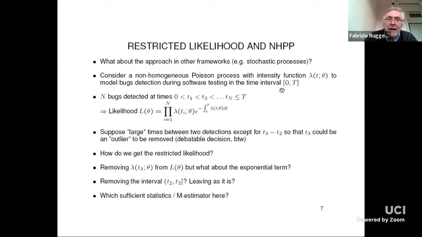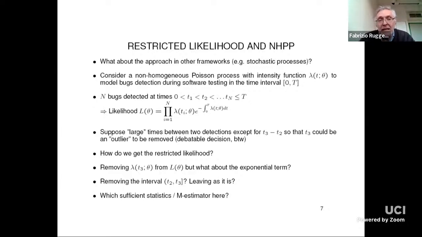Let's suppose that n bugs have been detected at times t1, t2, ..., tn, which are less than or equal to capital T. Then the likelihood is just the product of the intensity function at the points in which we detected the bugs, times e to the minus the mean value function, which is the integral between 0 and T, so over all the intervals, of the intensity function.